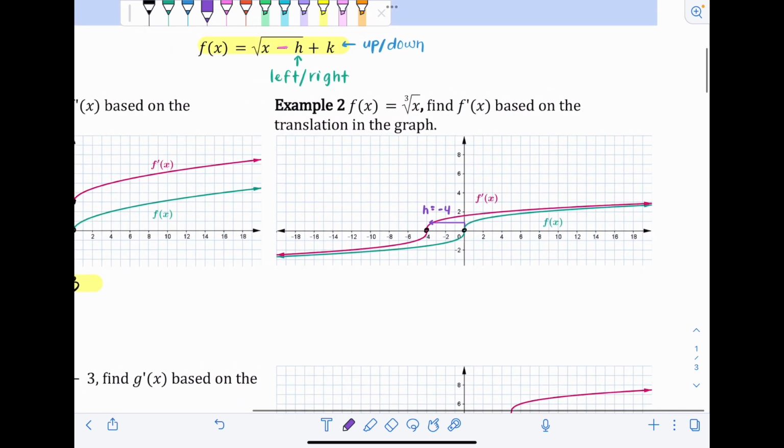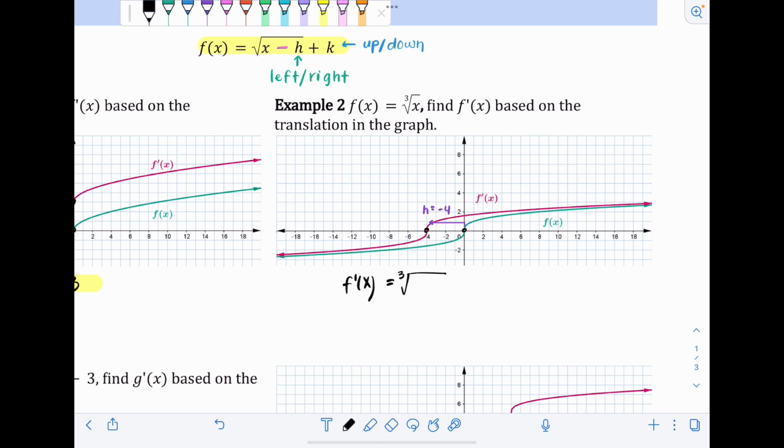So that would mean that we would take our h equals negative 4, and we'd have to embed that into the function where the h would go. So it would be f prime of x is equal to the cubed root of x. And then it's usually x minus h inside that radical when we have a horizontal translation. But since h is negative 4, I'm going to take that h out and replace it with negative 4.